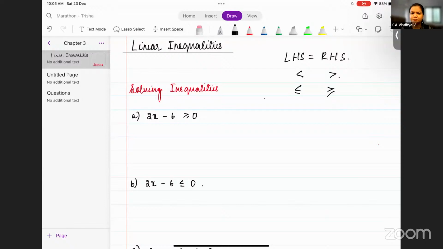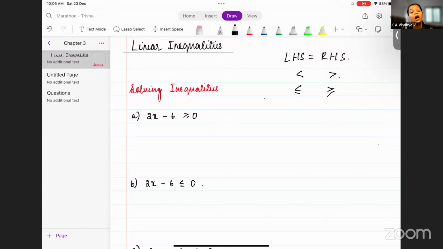Now, the important topics here. First, we would understand how to solve inequalities. That means how to get the value of x when there is an inequality. We know how to do it when there is equality, which we saw under simple equations.